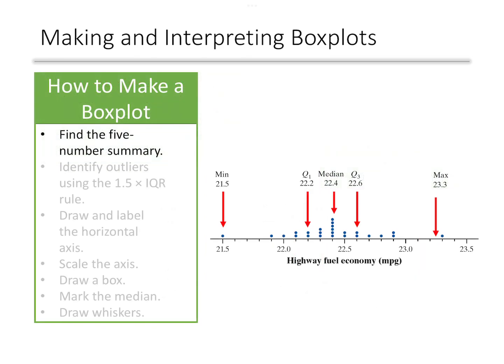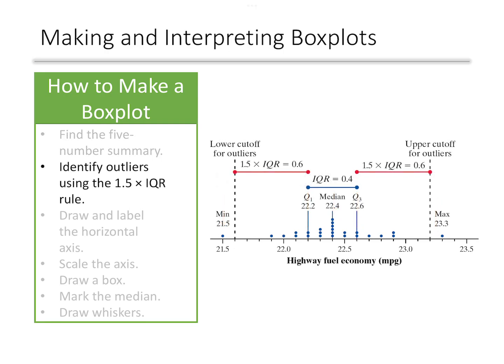To make a box plot, we first find our 5-number summary. We did that, right? Check mark here. There are all of our values. Next, identify outliers. Use the rule to identify if you have any outliers. Well, we do have some outliers. We can see them on here, and that is fine. So we identify any outliers.